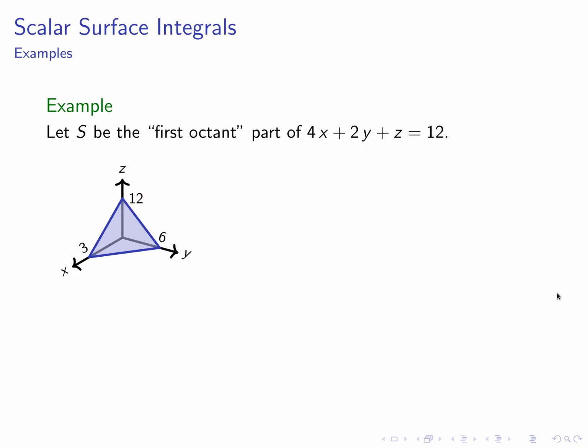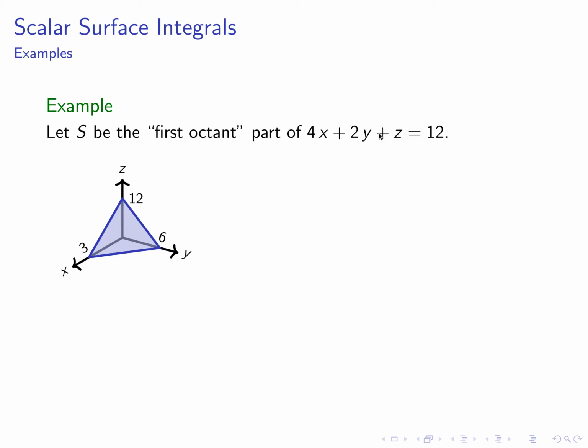So let's look at an example. Here, we're defining a surface S to be the first octant part of the plane defined by the equation 4x plus 2y plus z equals 12. So here we have a visual representation of this particular surface.